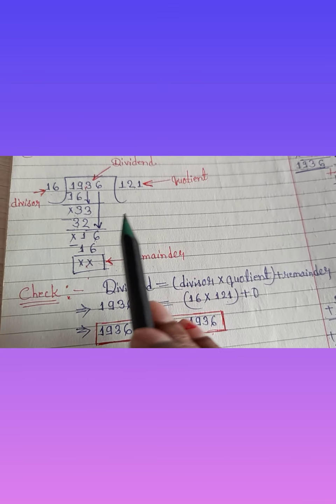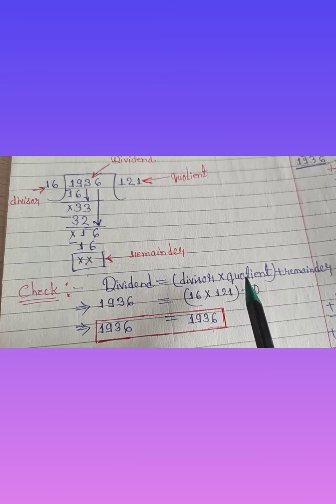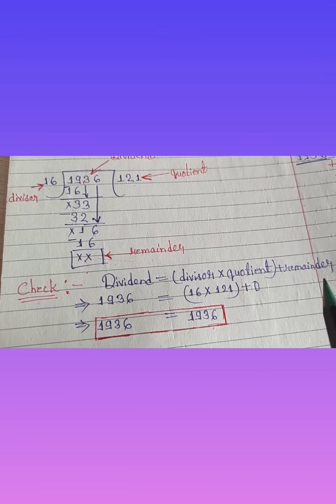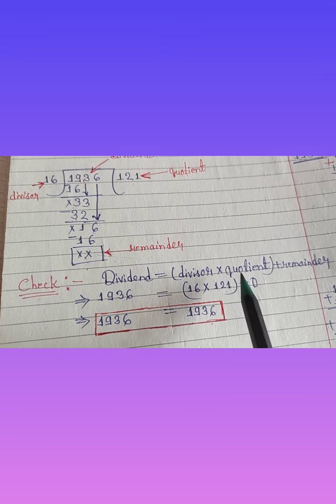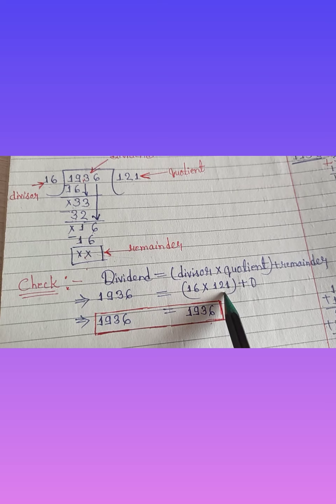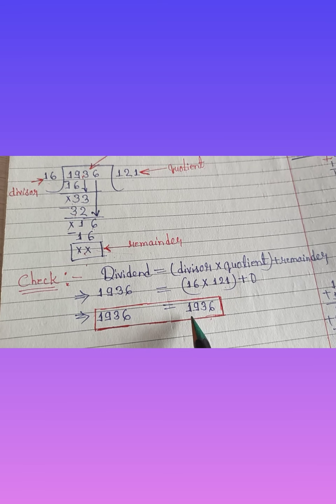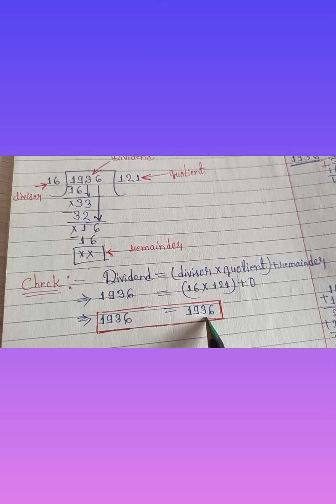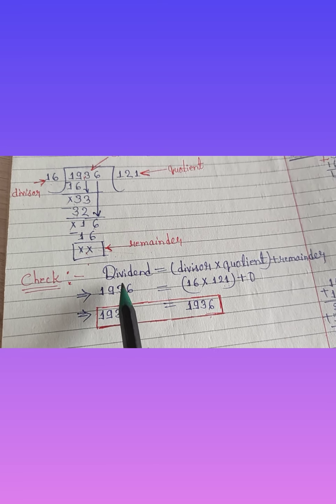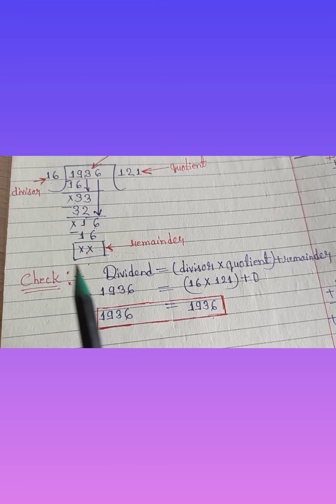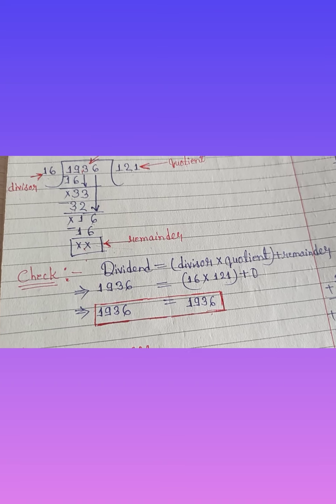Our divisor is 16, our quotient is 121, remainder is 0. So you just multiply divisor by quotient, 16 multiplied by 121, we can say our 1936 comes, that is equal to our dividend. It means our division is absolutely correct.